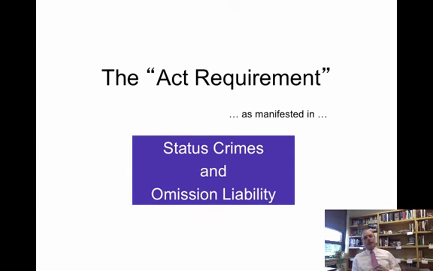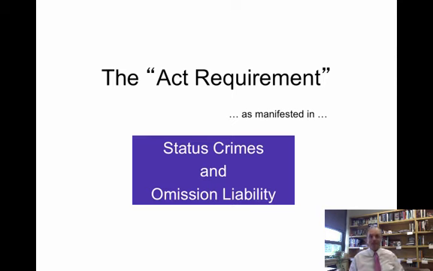And then finally, we're going to explore an exceptional setting when we ignore the act requirement and we do punish someone for a crime based on their omission or their failure to act. You might say we treat the person as if they had acted, and so this is one of those imputation doctrines that we're working on right now.